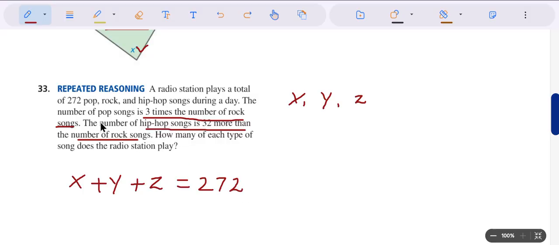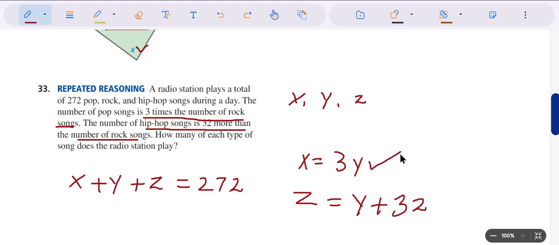Now, what did they give? The number of pop songs is 3 times the number of rock songs. So x is 3 times y. The statements we need to convert into equations. Now, hip hop songs is 32 more than rock songs. Hip hop is Z, that is 32 more than rock. Rock is Y, so z is y plus 32. So these are the three equations we have.